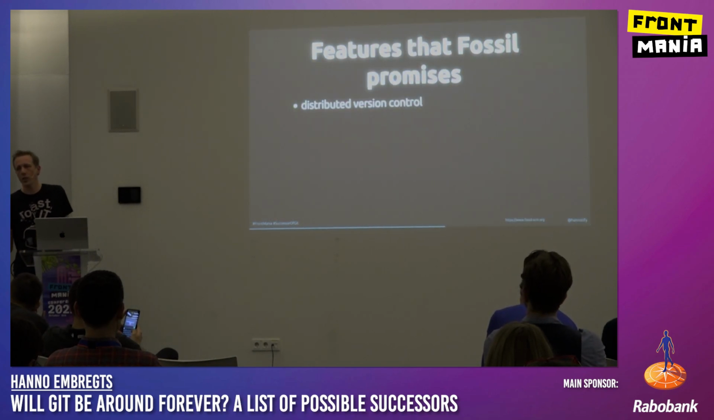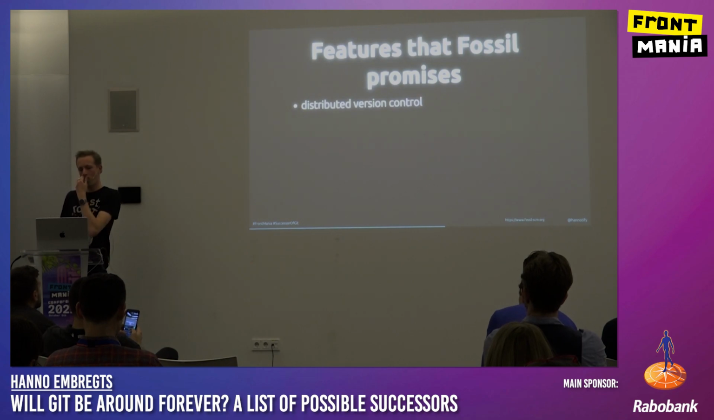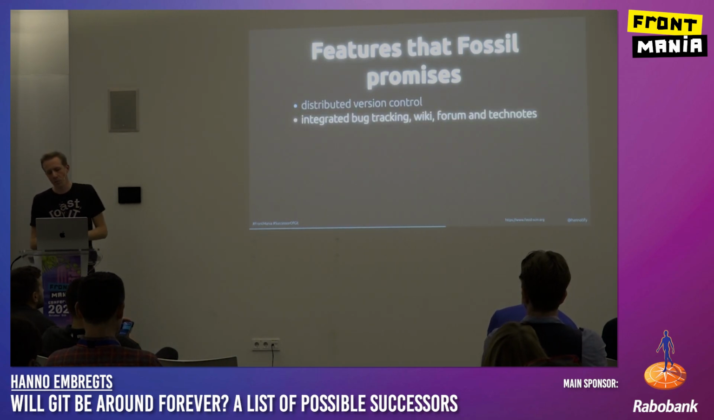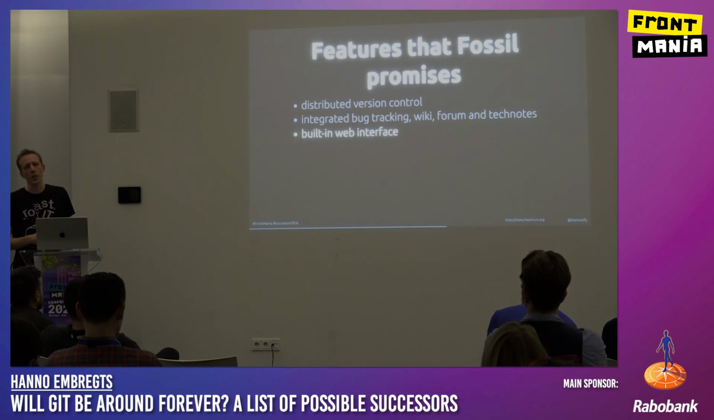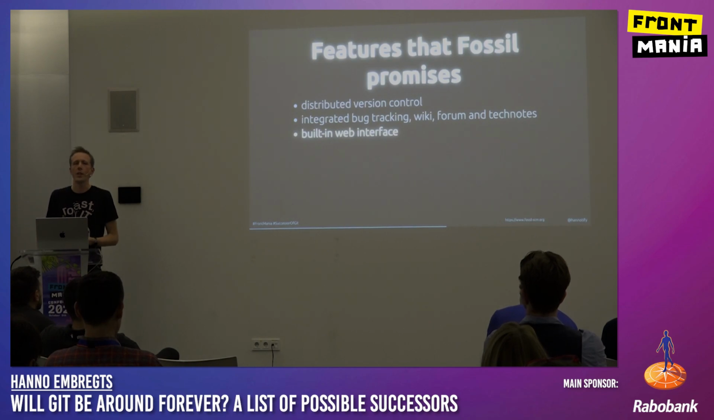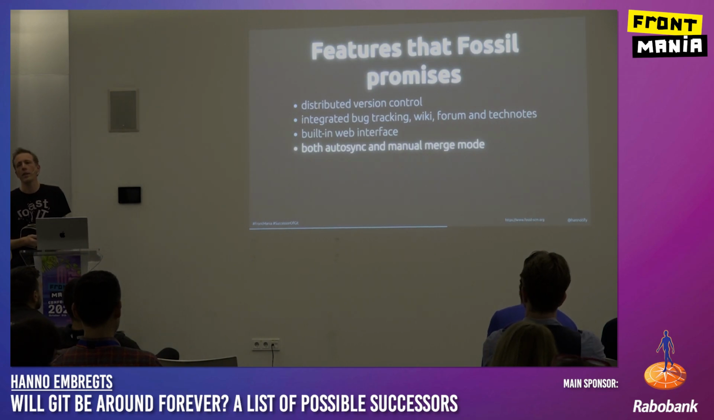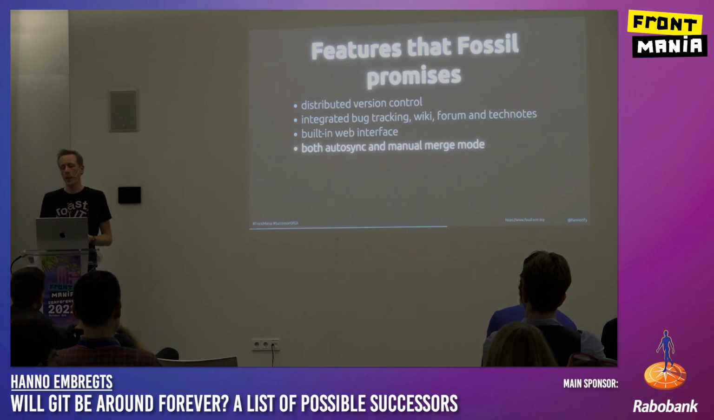So Fossil is also distributed, just like Git. It has integrated bug tracking, wiki, forum, and tech notes. It has a built-in web interface that you can call up from your local machine, and using the web interface, you can browse your revisions, for example. It has an automatic push after each commit if you configure it like that. They call this the auto-sync mode, but you can also manually merge just like you are used to in Git.